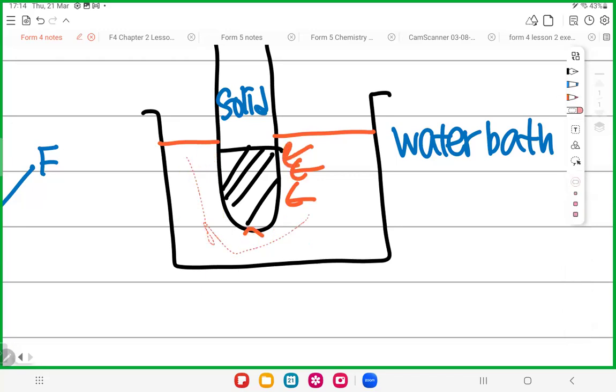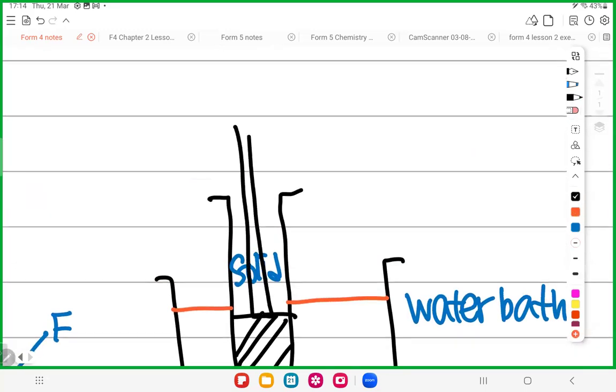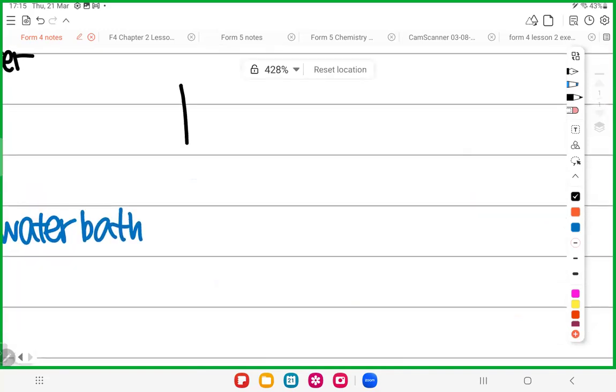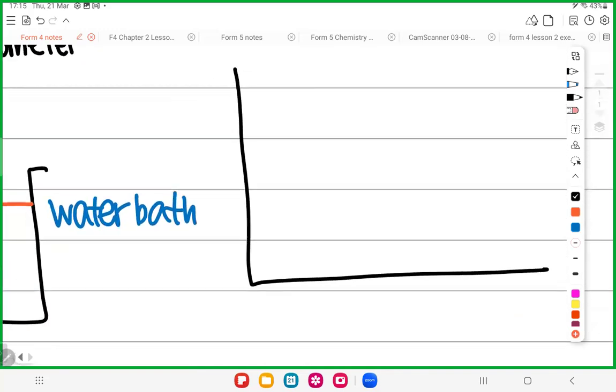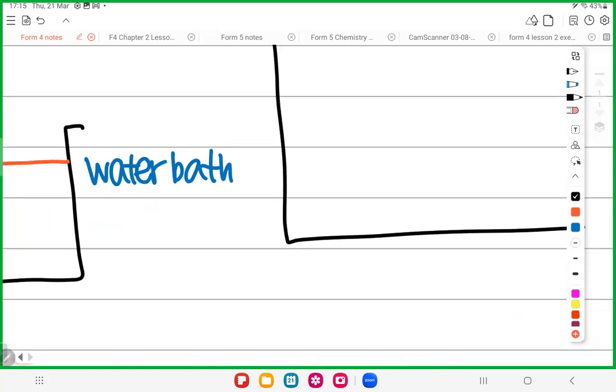So when we do a heating curve, remember, on the top here, you must have a thermometer. The thermometer helps us to measure the temperature. So we know the heating curve will look like this. First of all, when you heat a substance, normally we start the heating from room temperature. Normally, when you heat or cool down a substance, it always starts from room temperature.